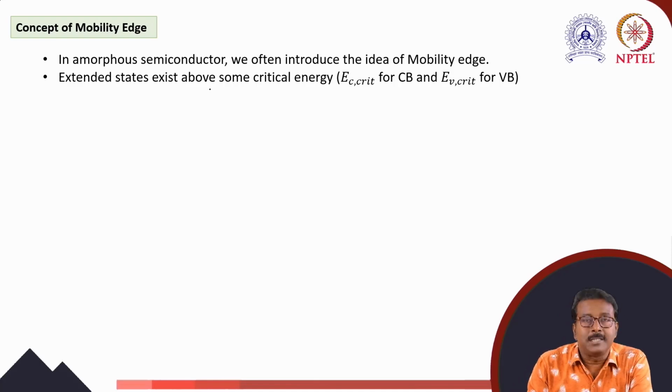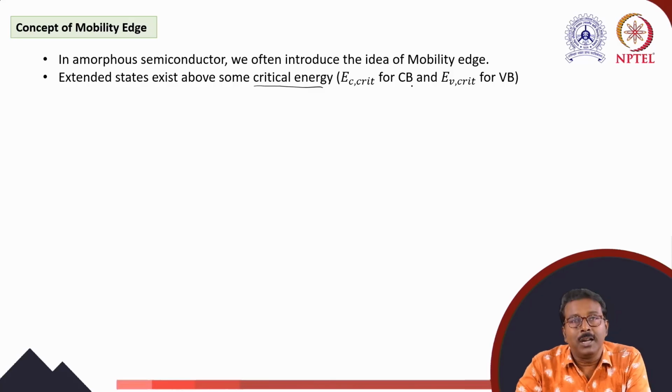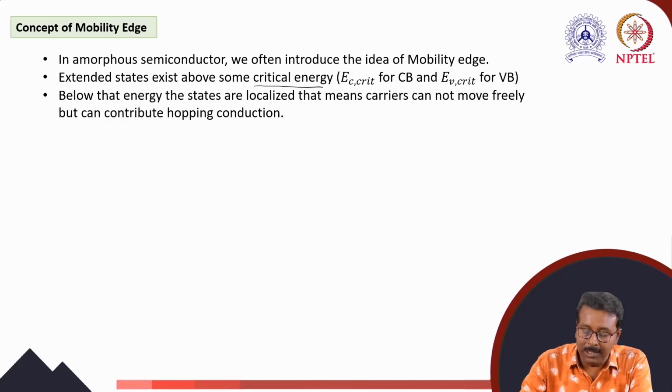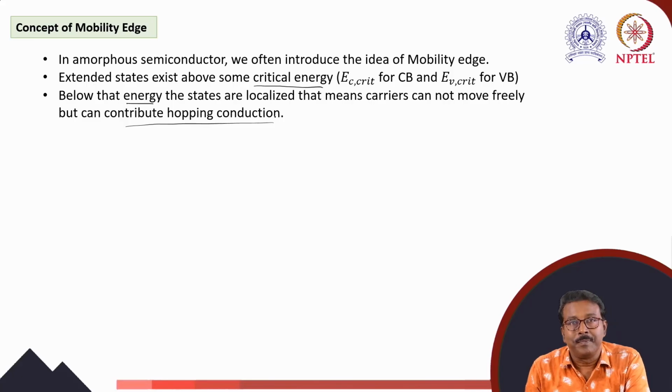an extended state with a critical energy, say E critical for the conduction band or EV critical for the valence band, above which the carriers can move and take part in conduction by hopping mechanism or other mechanisms. And below that energy, states are considered to be localized. That means carriers cannot move freely but can contribute to hopping conduction.